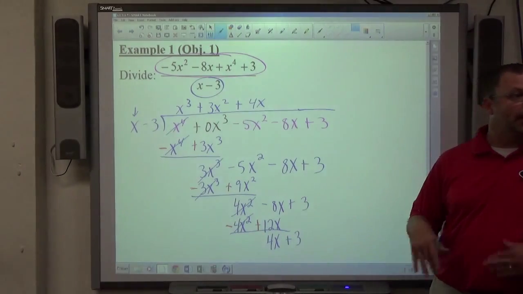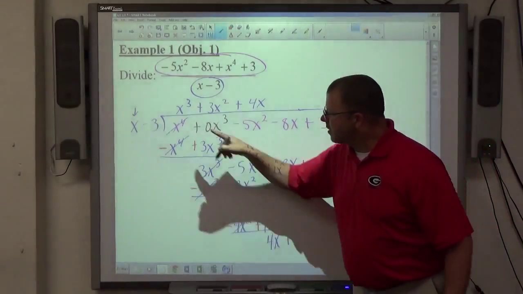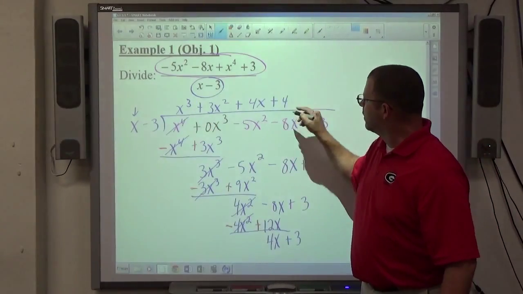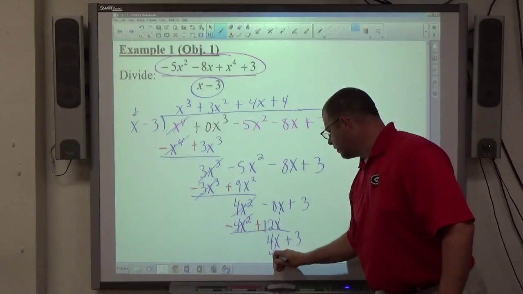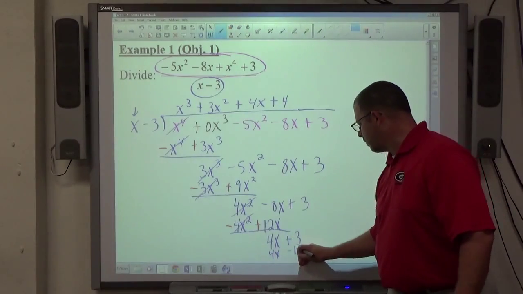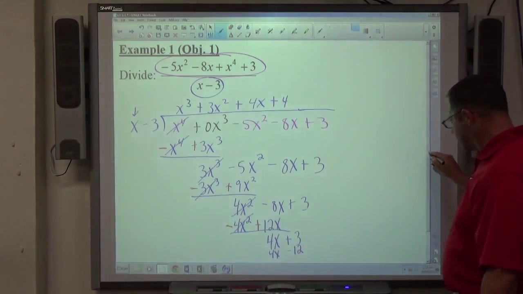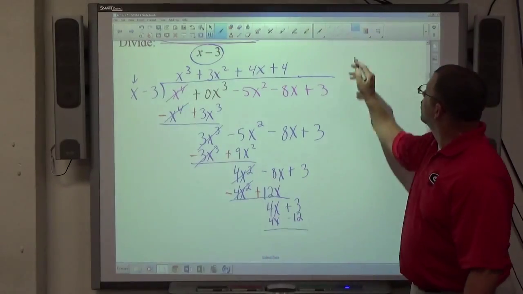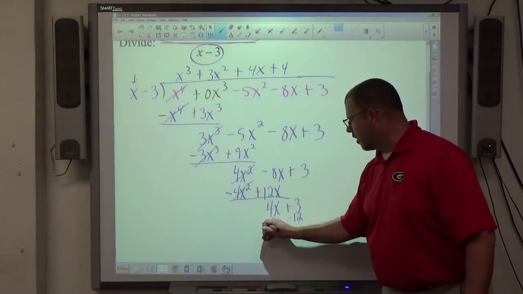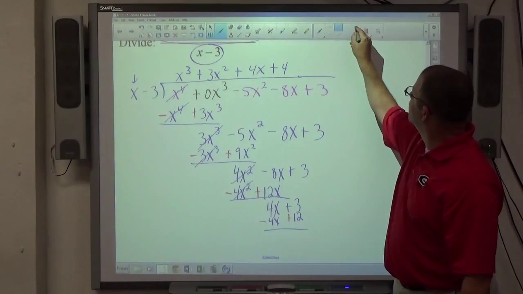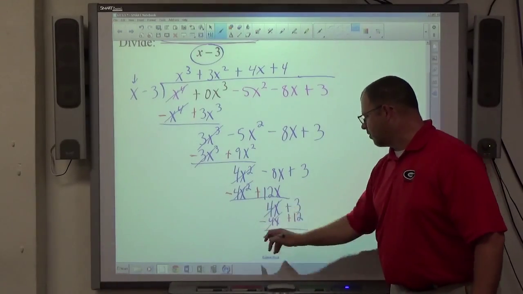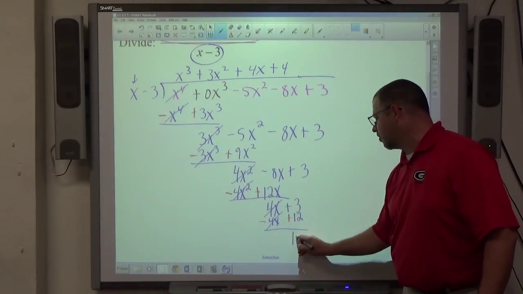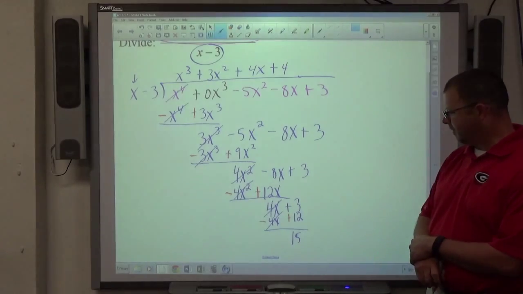Still not a number, so we've got to keep dividing. 4x divided by x is positive 4. 4 times x is 4x. 4 times negative 3 is negative 12. We're supposed to subtract, which is changing signs. 4x becomes negative, 12 becomes positive. 4x minus 4x cancels. 3 plus 12, those are the same sign, so I add together, I get 15.